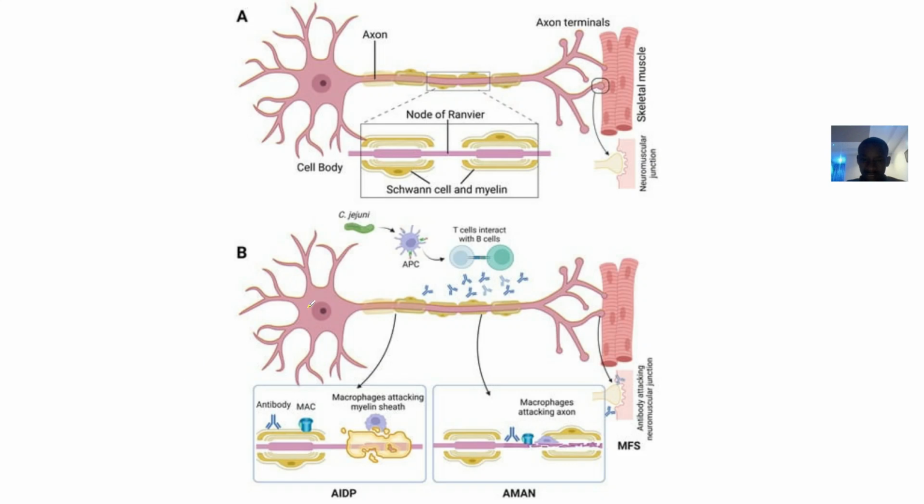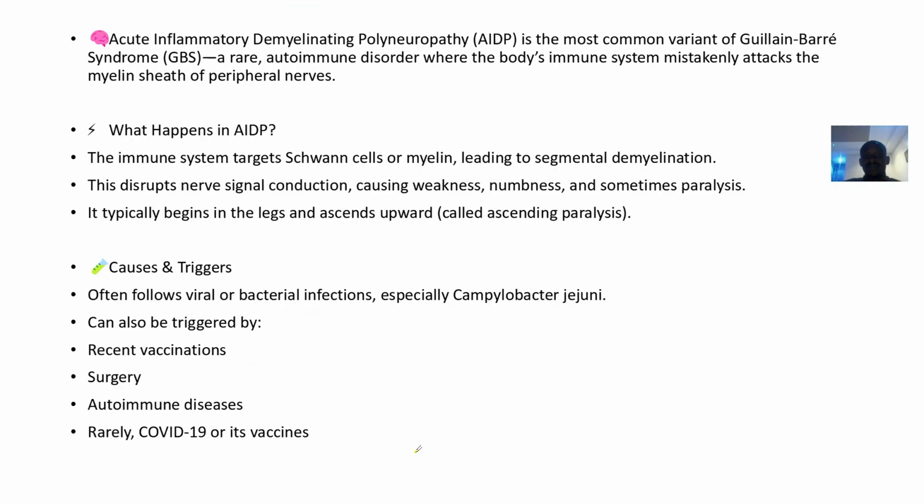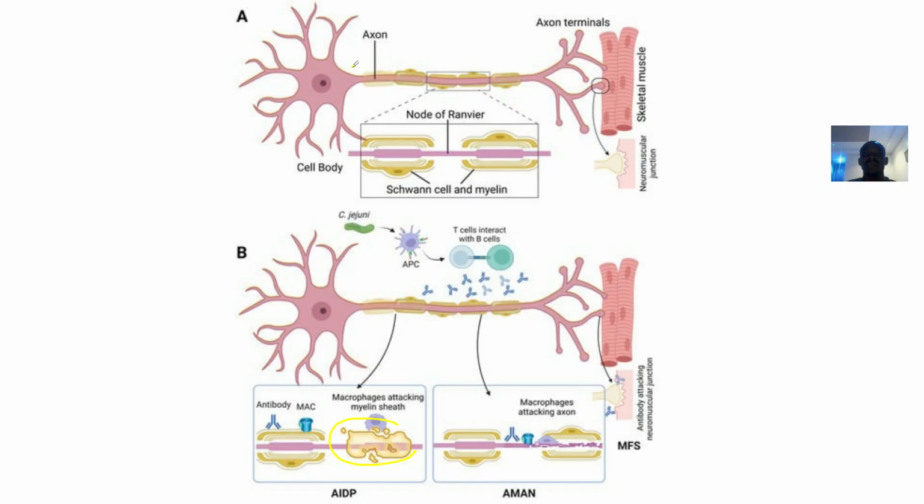Alright, so basically the myelin sheaths are kind of like being eaten up, right? So that's a classic type of Guillain-Barré, so it's a variant of it. So that is the most common variant of Guillain-Barré syndrome. Alright, so Guillain-Barré syndrome is an autoimmune disorder. This is where your own immune system is attacking the myelin sheaths of nerves.